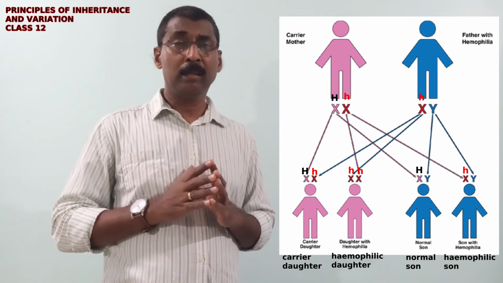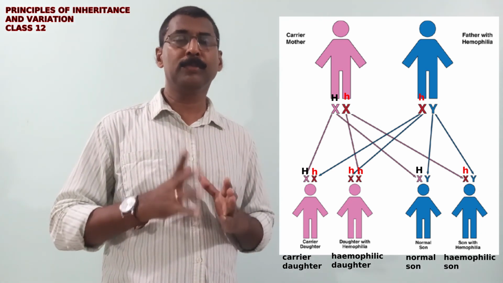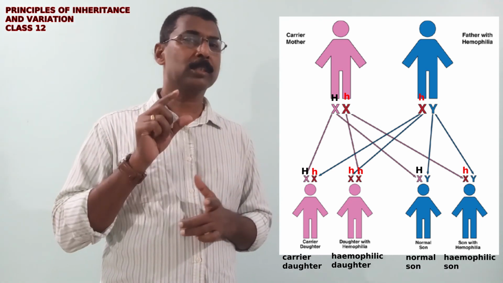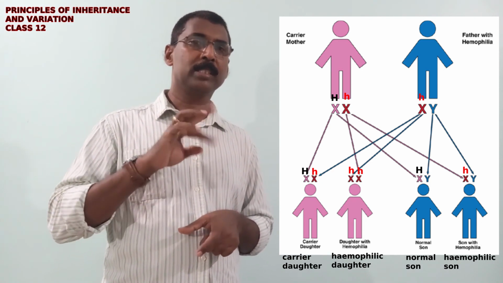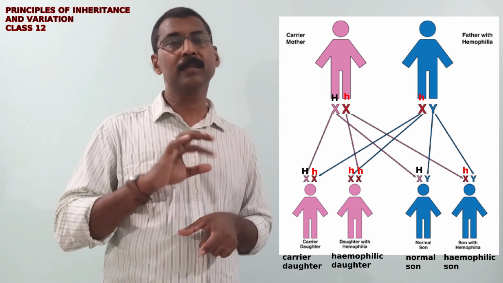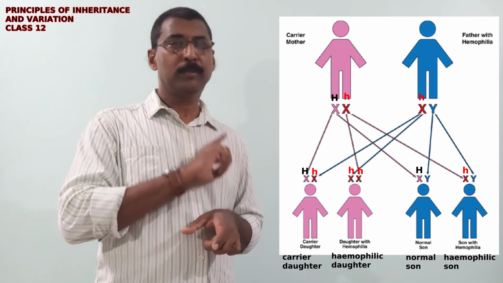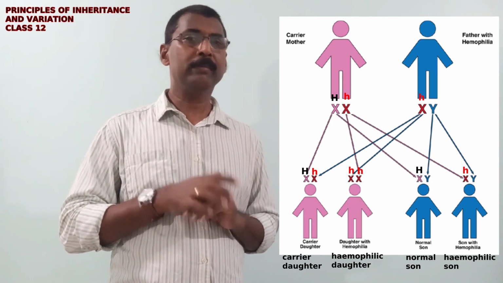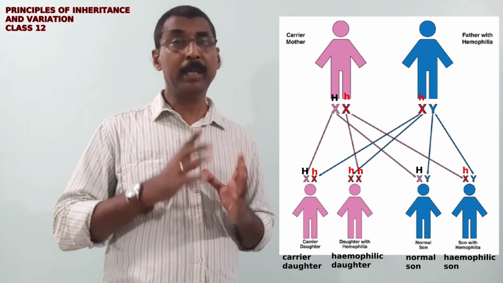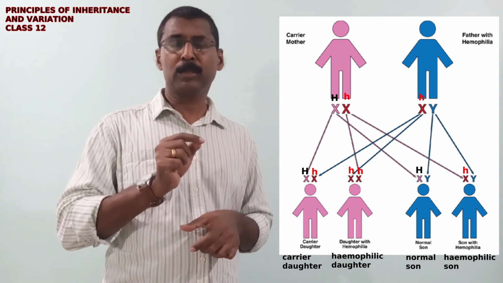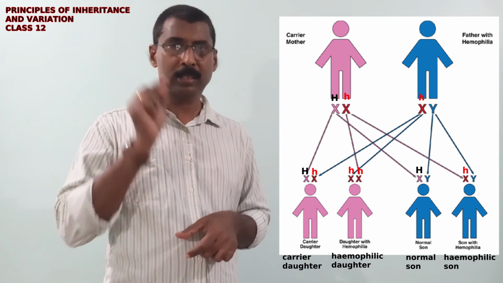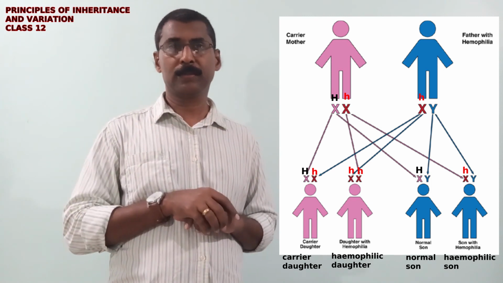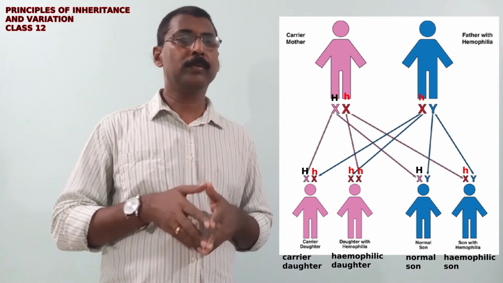So for a female to be hemophilic, both the X chromosomes should get the recessive allele, and the recessive alleles should be in a homozygous condition. Then only the females will get the disease. That very rarely occurs. But a male, as he has only one X chromosome, if that X chromosome happens to carry the recessive allele, gets the disease. So this is the pattern of inheritance of hemophilia.